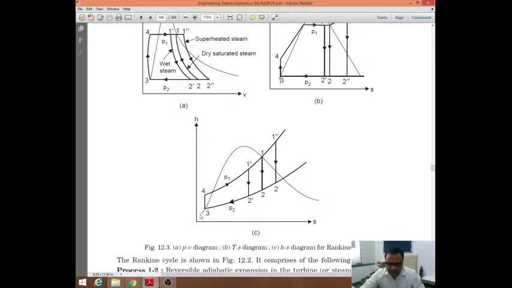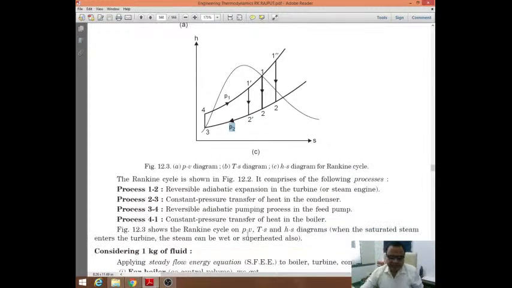Now the processes are shown. 3 to 4 is a constant entropy process, so it is shown vertically. 4 to 1 is heat addition at constant pressure. You can see the pressure is constant, and either we can reach 1 dash, 1, or 1 double dash, and subsequently 2 dash, 2, or 2 double dash. Here it is missing, it should be 2 double dash. Then process 2 double dash to 3, or 2 dash to 3, or 2 to 3 is again a constant pressure process when the heat is getting rejected.